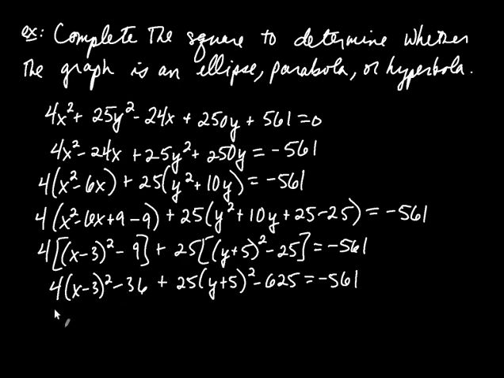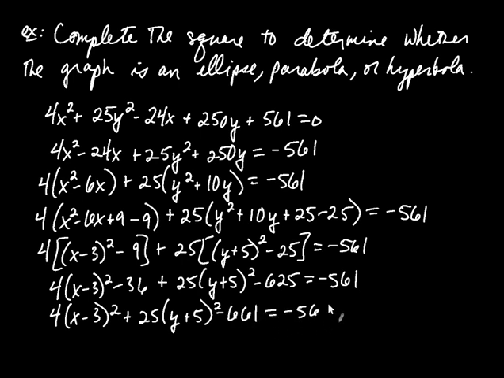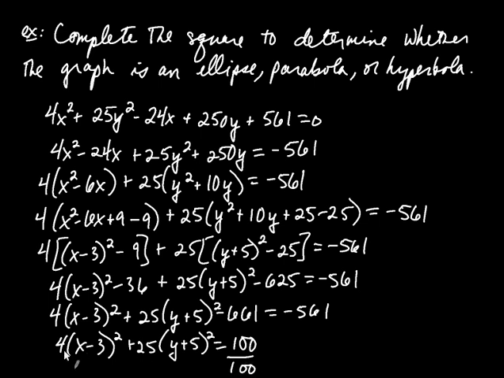Okay, on the left-hand side, we're looking at 4 times x minus 3 quantity squared, plus 25 times y plus 5 squared. Let's combine the constants, which gives negative 661. And then the right-hand side is negative 561. If you add the constant to both sides, we have 4 times x minus 3 squared plus 25 times y plus 5 squared is equal to 100. Now at this stage, remember the standard forms have a 1 on the right-hand side, so we're going to divide both sides by 100. Let's do that here.